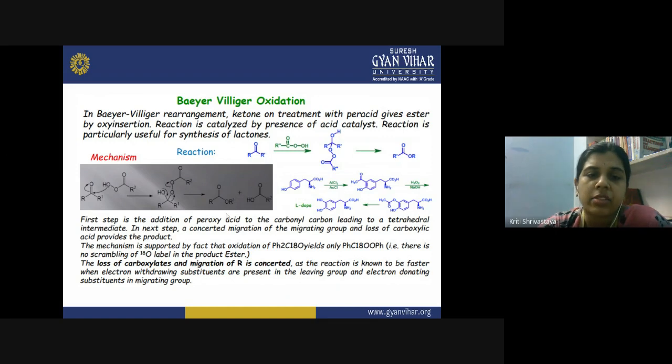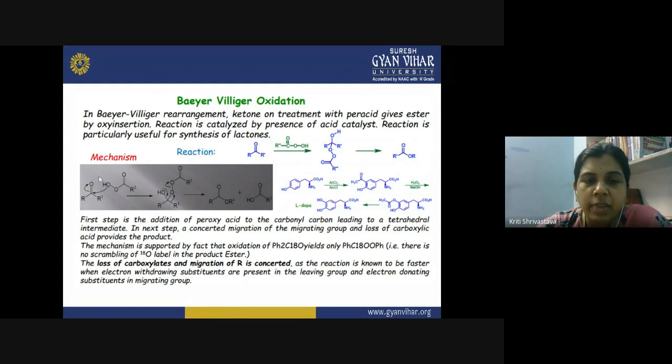Addition of the peroxy acid to the carbonyl carbon leads to a tetrahedral intermediate. Then in the next step, a concerted migration of the migrating group and the loss of carboxylic acid provides you the product. The mechanism is supported by the fact that oxidation of PhC(18O)CH2Ph yields only PhC18OOPh.